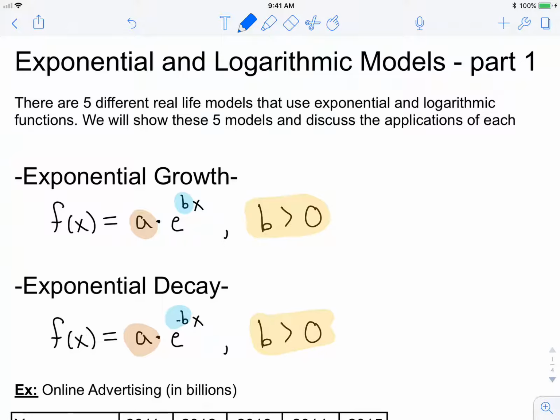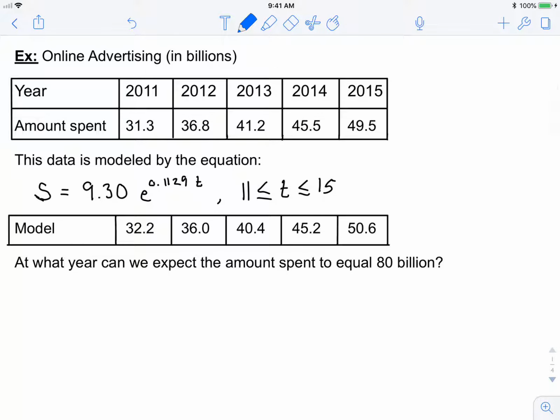So while these functions are simple, they're very powerful, and let's look at three examples of different kinds of exponential growth and exponential decay. Our first model talks about online advertising. And notice here that the dollar amount is in billions. So we have a chart, and it shows how many years have gone by, starting from 2011 to 2015, and how much a company has spent on advertising in billions. So in 2011, they spent $31.3 billion. In 2015, they spent $49.5 billion.